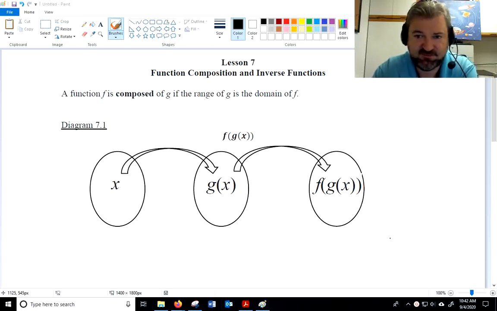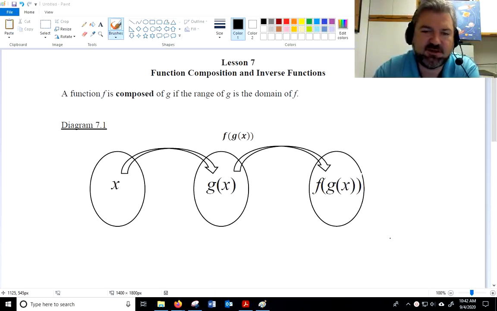This is lesson 7, and we're having a lesson on function composition and inverse functions. This is probably going to be pretty new to most all of you, but this is an extremely important concept, and you've been using it before. You just didn't have this kind of vocabulary for it.